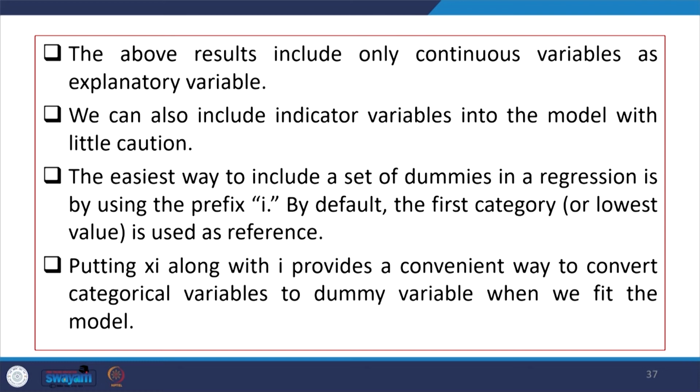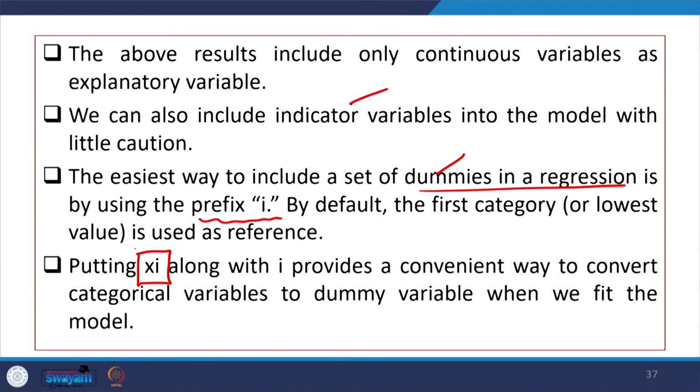We can also include indicator variables in the model with little caution, if there are certain indicator or dummy variables. The easiest way to include a set of dummies in a regression is by using the prefix i. If a set of dummies or indicator variables is included, the i. command is most suggested, which will compare your categorical variable against a base category. By default, the first category is considered the reference category.